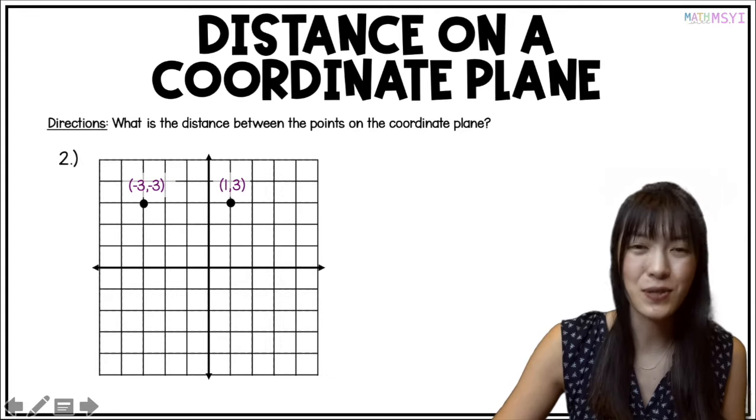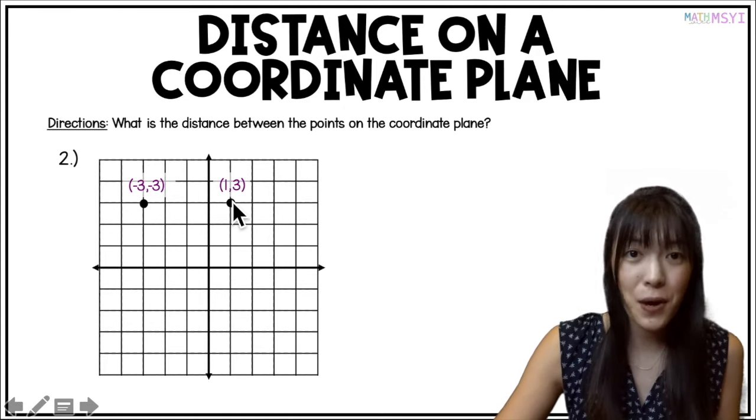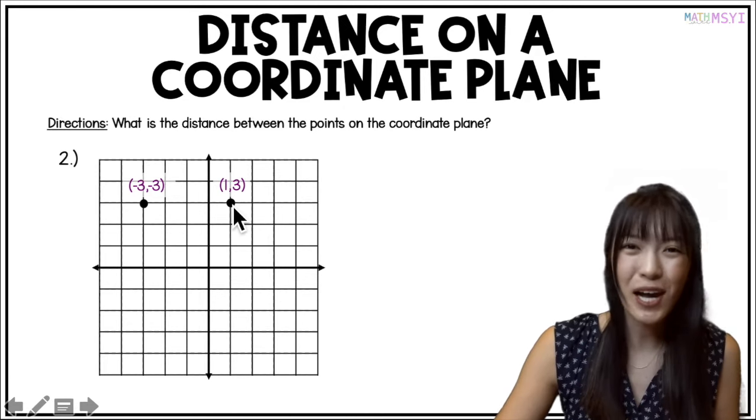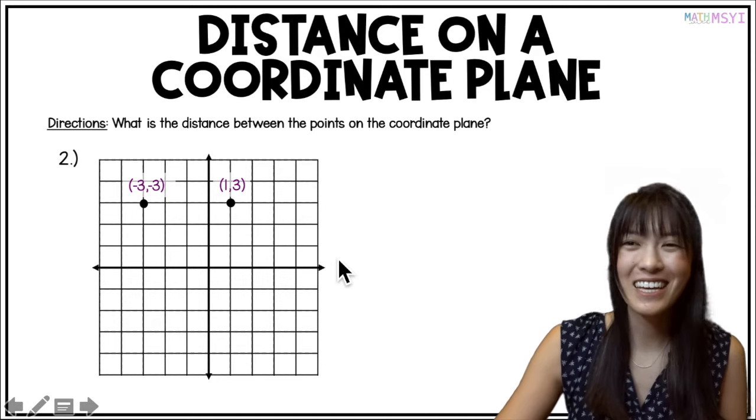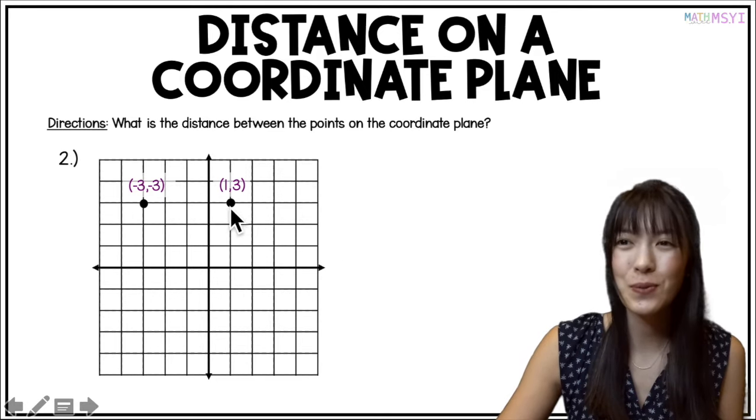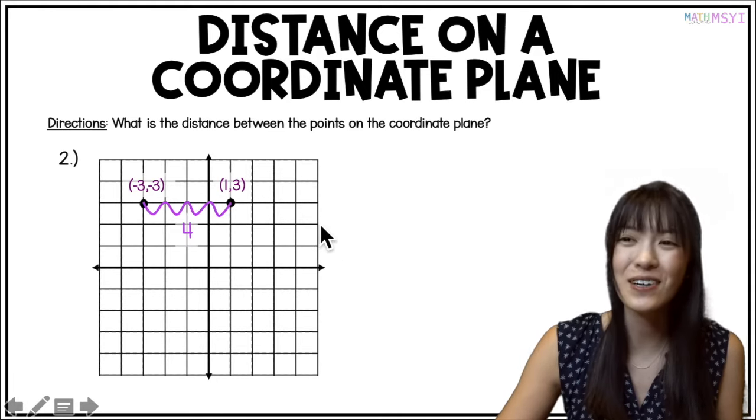Let's try this graph. So you have (-3, -3) and (1, 3). Pause the video before we go on and try to find the distance on your own. You got it? Let's take a look. 1, 2, 3, 4. The distance here is 4.